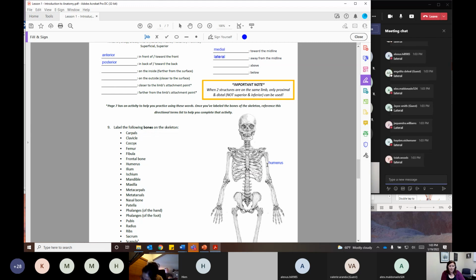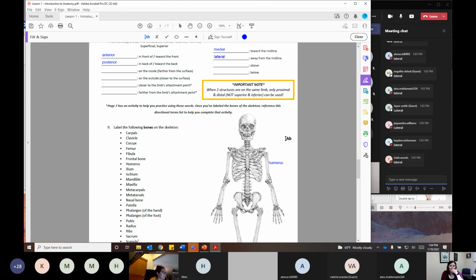So the order matters. We start by deciding, okay, how are we comparing these things? Well, one of these is in the middle, one of these is on the outside. We're going to compare them medial versus lateral. Then we have to figure out which way is correct.